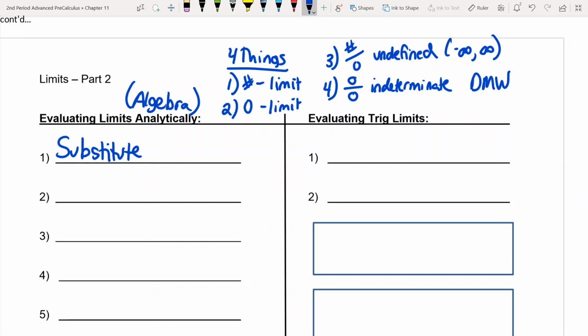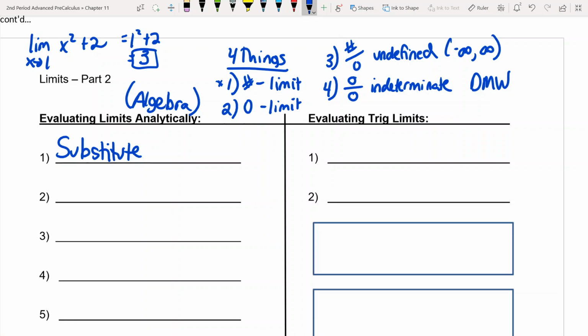So the first thing we're going to do is substitute. If we get a number out of substitution, that's our answer and we're done. So let's say I go back to what we had yesterday. The limit as x approaches 1 of x squared plus 2. If I were to plug in a 1 for x, I get 1 squared plus 2, which is 3. And so my limit is going to be 3. That's where I get a number, and I'm done.